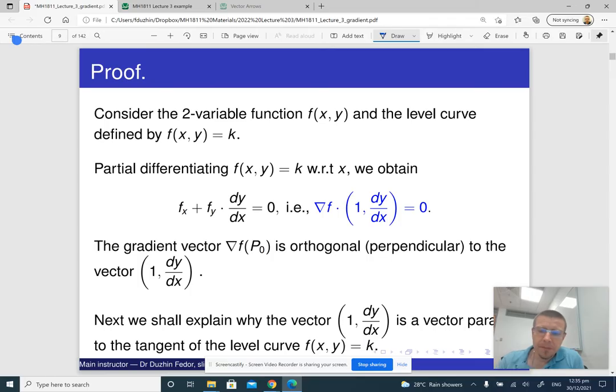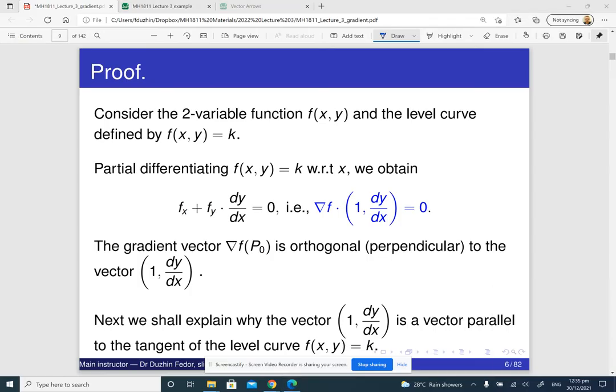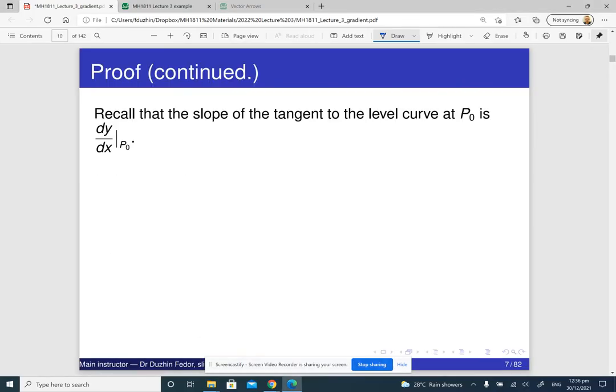All right. Now, the remaining thing is to explain why this vector (1, dy/dx) is parallel to the tangent line to the level curve, right? So to do this, I'm going to do the following thing. Again, think of y as an implicit function of x, right? And when you think of y as an implicit function of x, recall the geometric meaning of the derivative, right?